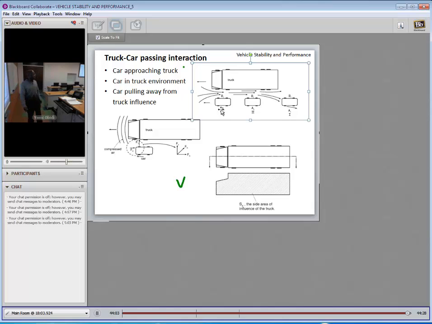All right. Well, this is an elementary treatment of vehicle stability and performance, and hopefully with this you will be able to look at more advanced aspects of vehicle performance, improving vehicle performance, and increasing vehicle stability.